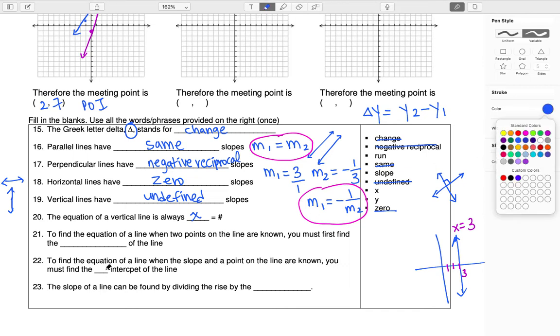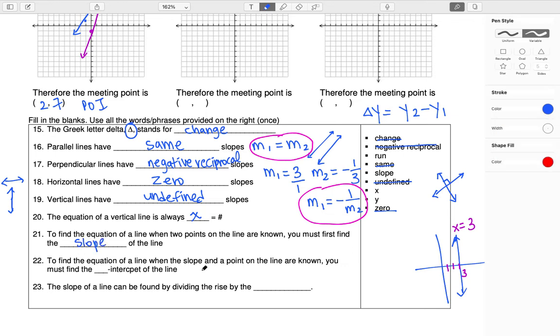Good. 21. To find the equation of a line when 2 points are on the line, you must first find the slope of the line, always. And to find the equation of a line when the slope and a point on the line are known, you must find the y-intercept of the line, because it's y is equal to mx plus b, where b is the y-intercept. And the slope of a line can be found by dividing the rise by the run, because it's rise over run for the slope.